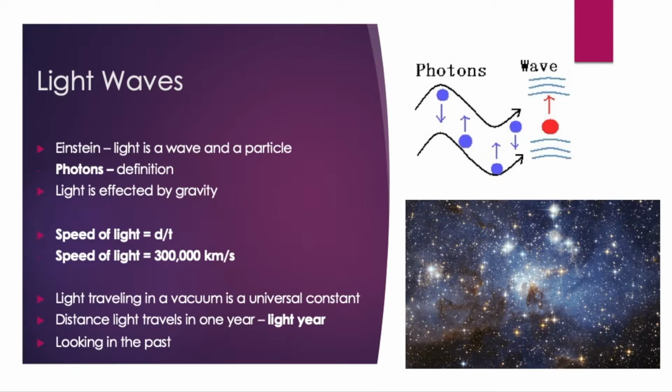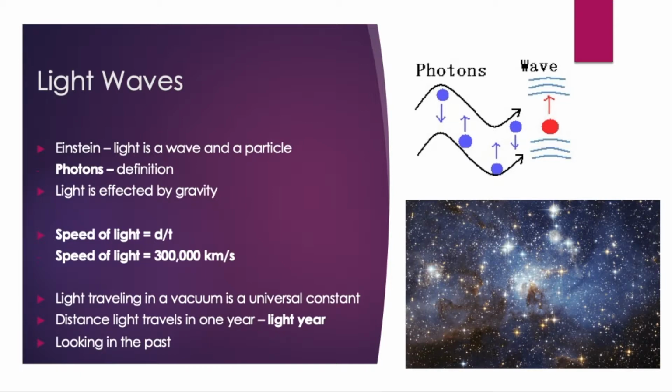Speed. Light speed is distance over time, and so overall it can be calculated to approximate or average 300,000 kilometers per second. Light traveling in a vacuum is a universal constant no matter the speed of the object emitting light. The distance light travels in 1 year is called a light year.